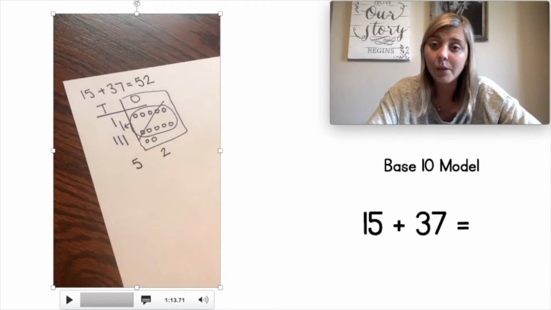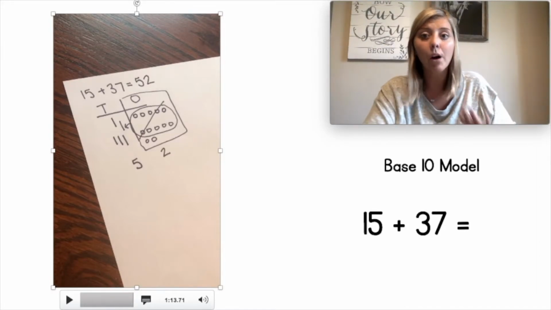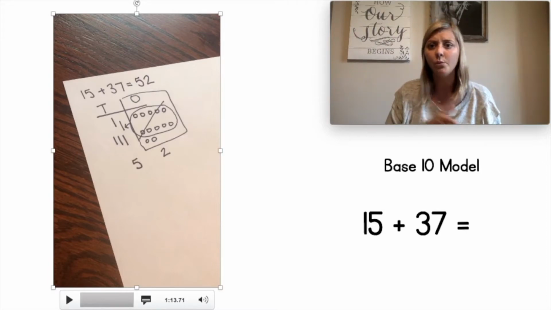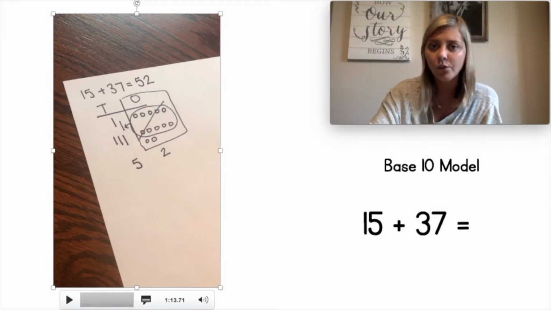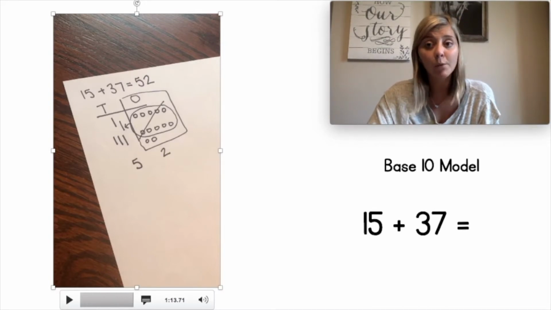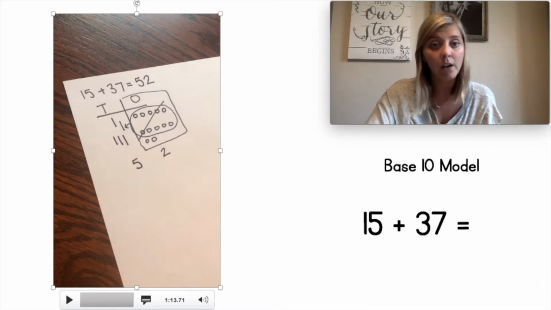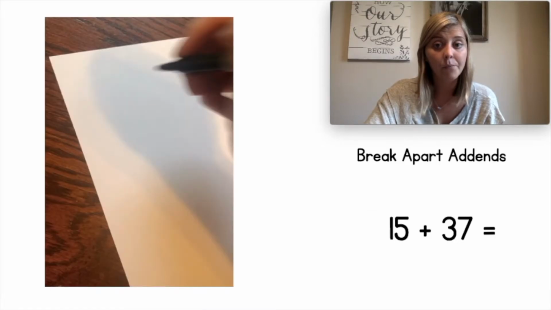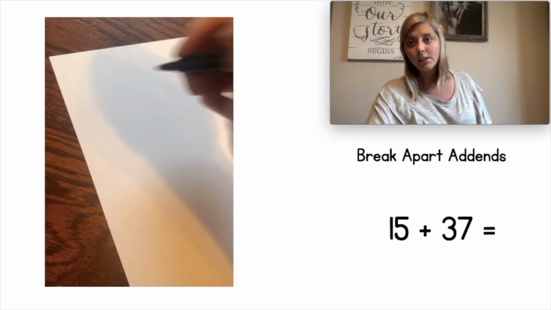Great job. So that's the base 10 model with 2-digit numbers. If at any time you want to pause me, try it on your own, you can rewind me, whatever you need to do to help you do this packet. And this is actually an example from your summer packet. It's in section 3 of your 2nd grade math packet.